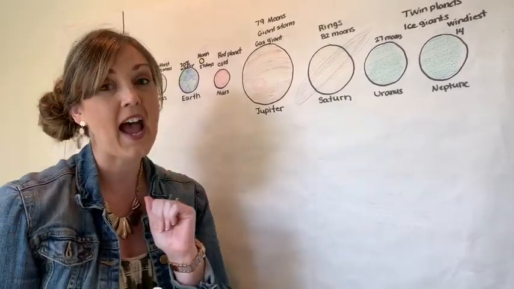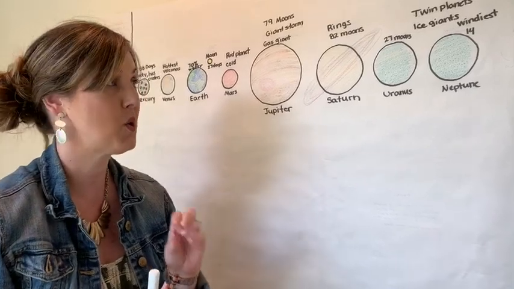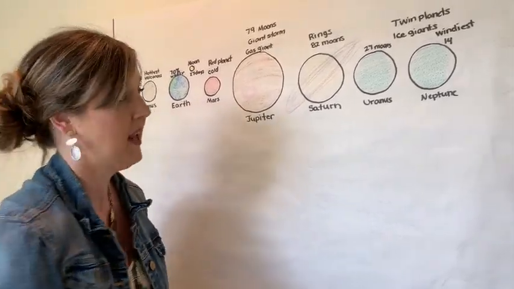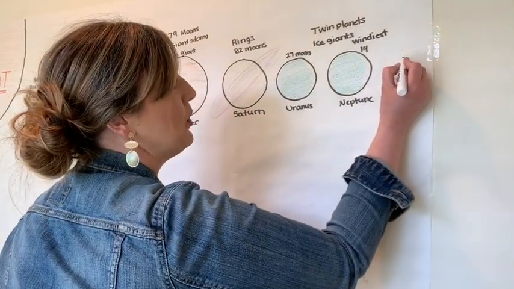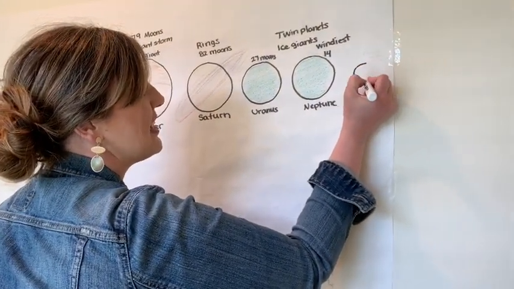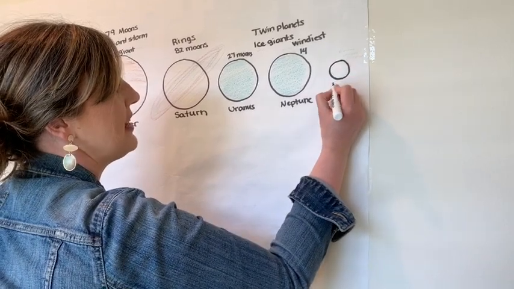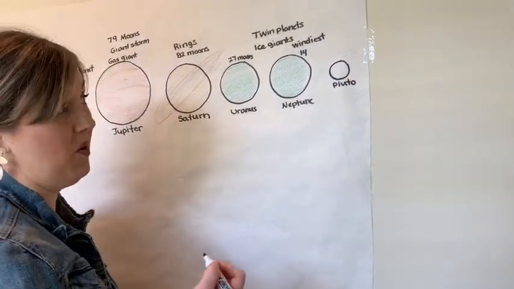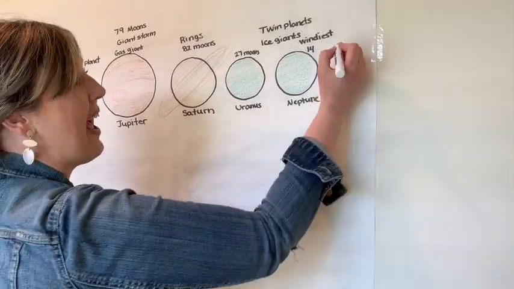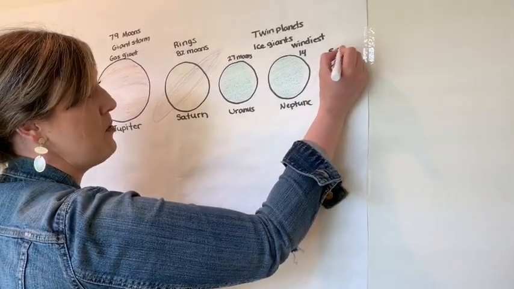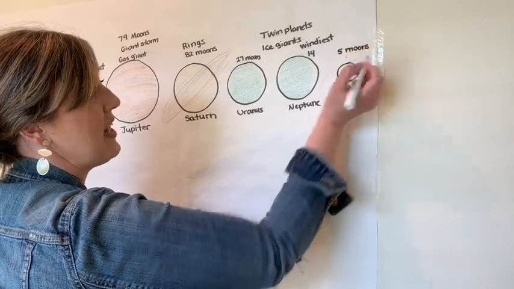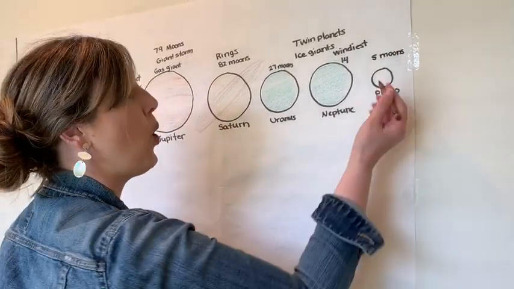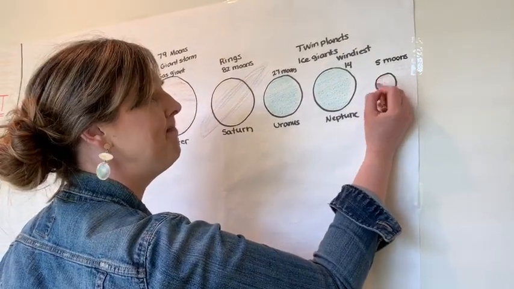There's actually 5 dwarf planets in our solar system. I'm just going to draw one right now, and that is the planet Pluto. See, it's so much smaller than the others. Okay? Pluto, even though it's super small, actually has 5 moons of its very own. And it is also a very cold planet.